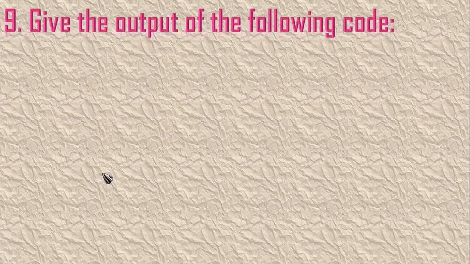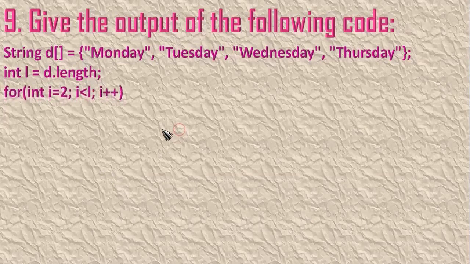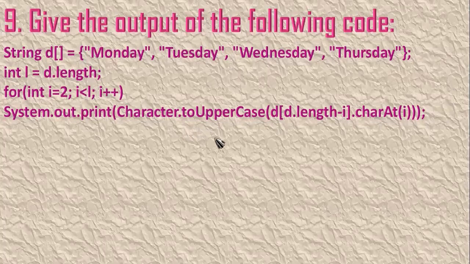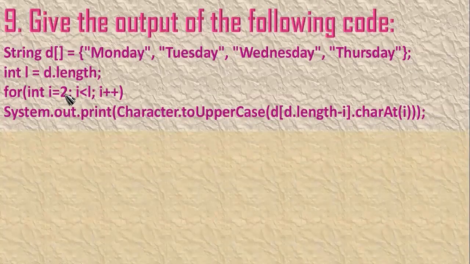Now we have to give the output of the following code again. Here we have a string array, which has Monday, Tuesday, Wednesday as its values. int l = d.length. So we know the length of this. So here a for loop is given, from 2 to less than length, and then it is going to print something. i is initialized as 2, then i is less than l, that is 4, we know.